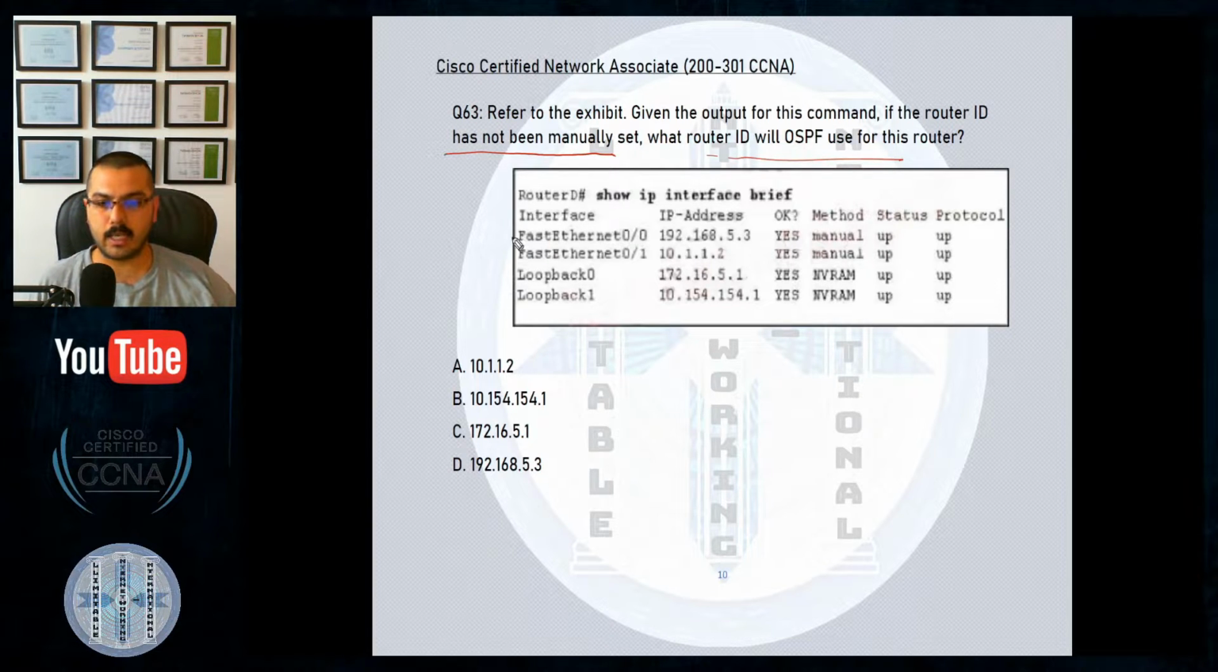Okay, so here I have physical interfaces and a loopback interface. So leave the physical, take the biggest loopback address, not the biggest loopback number, the biggest loopback address, which is 172. It's up and running, so this one will be chosen. Loopback 0, 172.16.51. Okay, I hope that it is okay.